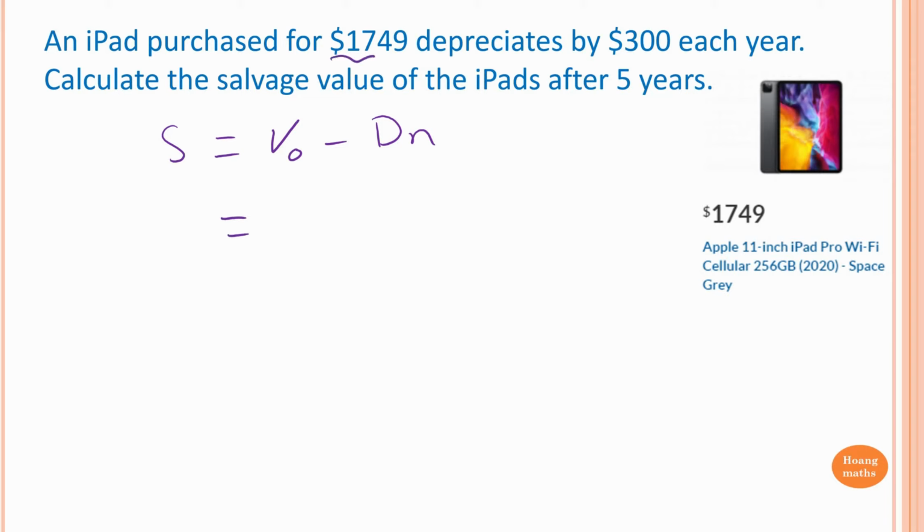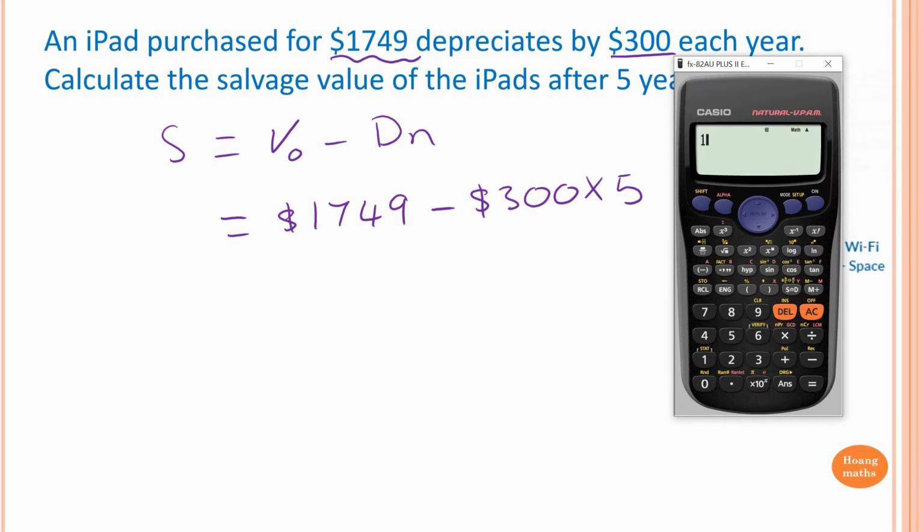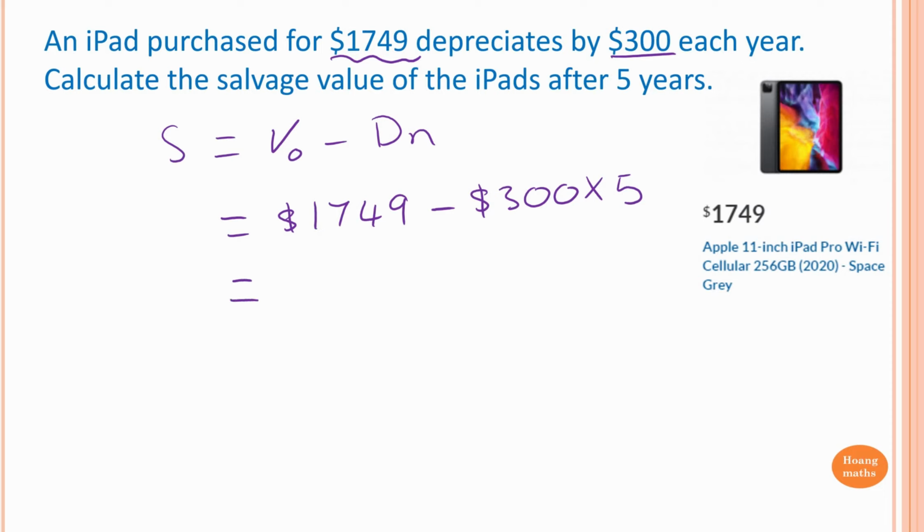V naught is the purchase price, that is $1,749. Minus D is the amount of depreciation each year, so that is $300, and you times by N. N is the number of years. In this case, it is 5 years. $1,749 minus 300 times 5 is $249. That is how much the iPad is worth after 5 years.